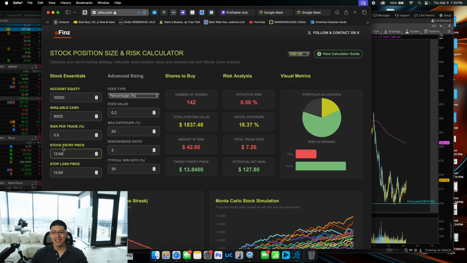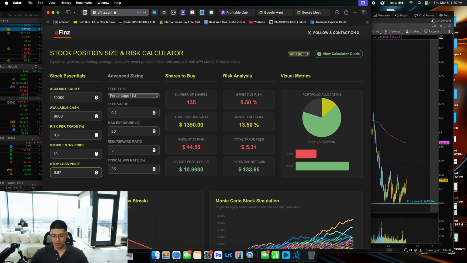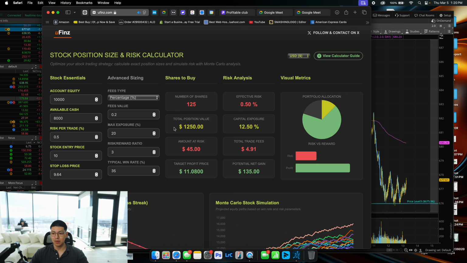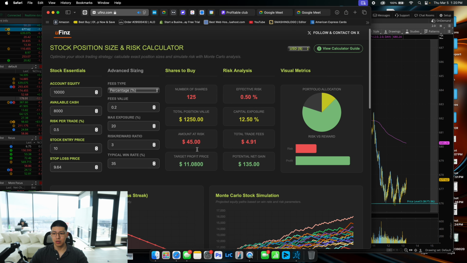Let's go into the last 2 inputs that we need to fill out. There's going to be a stock entry price and your stop loss. Let's say, for example, your stock entry price is $10. You're buying a stock that's worth $10, and the stop loss is roughly 9.67, or 9.64. Now right here to the right, it's going to show you exactly how many shares you're going to be able to buy and your position value, and also it's going to tell you, which is actually the most important part, how much you're going to be able to risk on this trade.